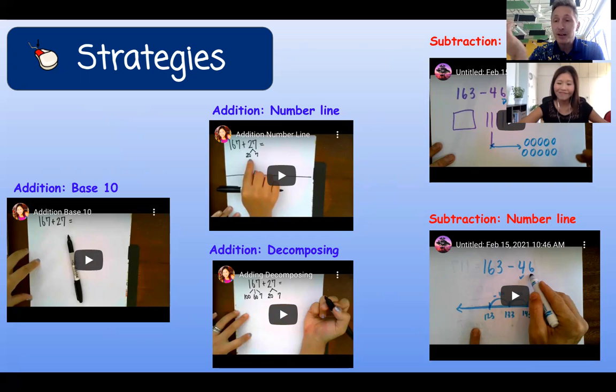Yeah, and try another strategy. Some of you are really good at using your base 10 blocks, but try a number line. Try decomposing. Try a different strategy if you feel like you're really good at that one. That way you have 2 good strategies and you'll get the same answer with each strategy. Okay, so try a different strategy if you can as well.